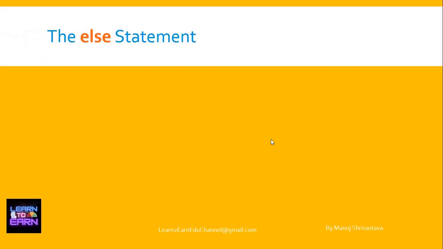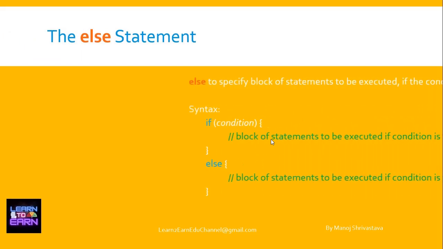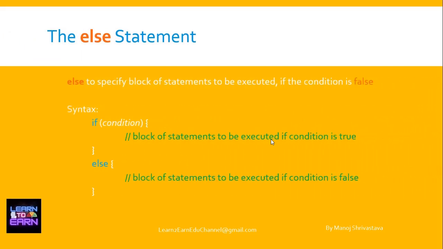The else statement. So the syntax for the else statement is like this. The else statement will always come with if. So we have the if condition, the block of if. After the closing braces of the if, we can write an else block and we can write the block of statements under that else. Let's have a look.